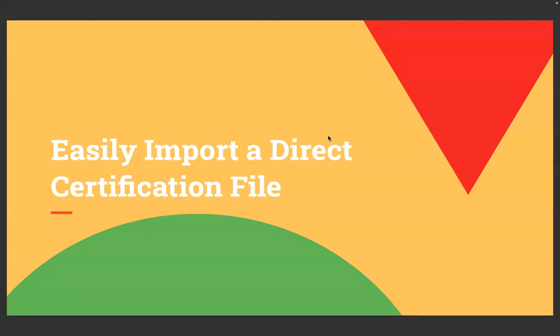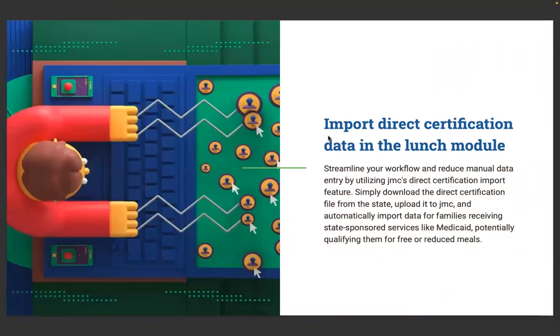All right, so direct certification files. Streamline your workflow and reduce manual entry by utilizing JMC's direct certification import feature. Simply download the direct certification file from the state, upload it to JMC, and automatically import data for families receiving state-sponsored services like Medicaid, potentially qualifying them for free or reduced meals.